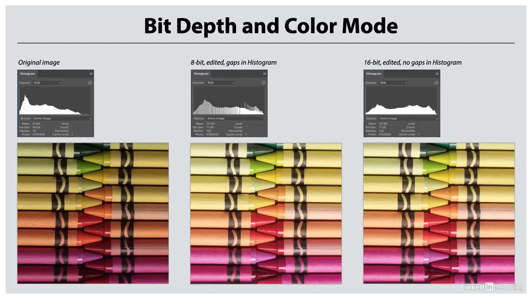I should also mention, although it's beyond the scope of this essential training course, that Photoshop also supports 32-bit images, which are primarily used in the film and gaming industry when rendering 3D objects and creating computer-generated imagery for special effects. All right, let's take a look at bit depth and color modes in Photoshop.